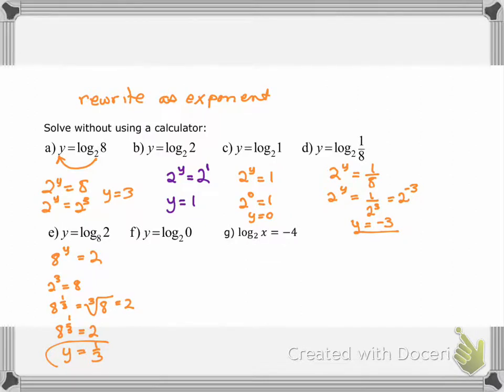Next one. Base 2. 2 to the y equals 0. What would I raise 2 to get 0? Well, 2 to the negative 1 is 1/2. 2 to the 0 is 1. Is there anything to get 0? If you remember your exponential function, remember, it never hits 0. So this is not possible.